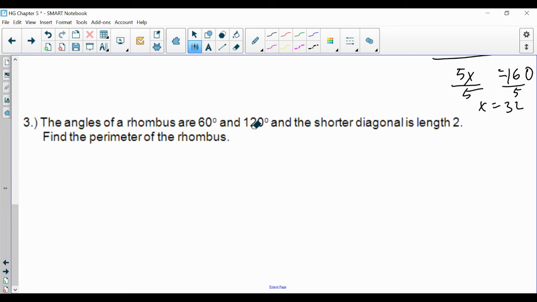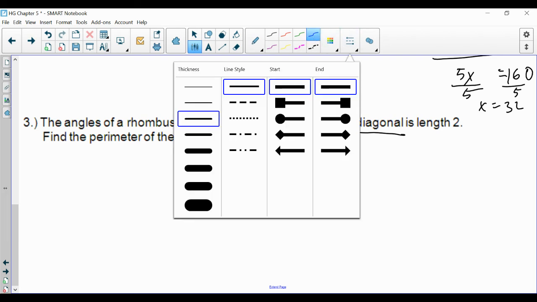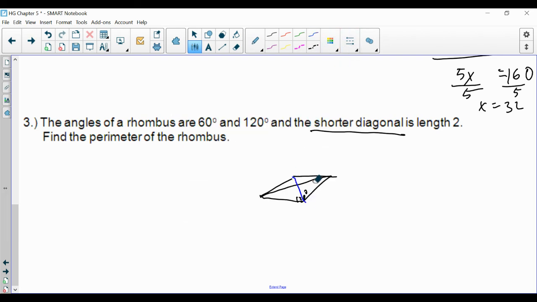All right. So now, the last question on this one is: the angles of a rhombus are 60 degrees and 120, and the shorter diagonal is length 2. Find the perimeter of the rhombus. This is always one that people say, I don't know how to tell. You can't assume length, but because we know how triangles work, you can tell, especially if you exaggerate the picture, the obtuse angle is always going to be across from the longer diagonal, and the shorter diagonal is always going to be across from the smaller angle.